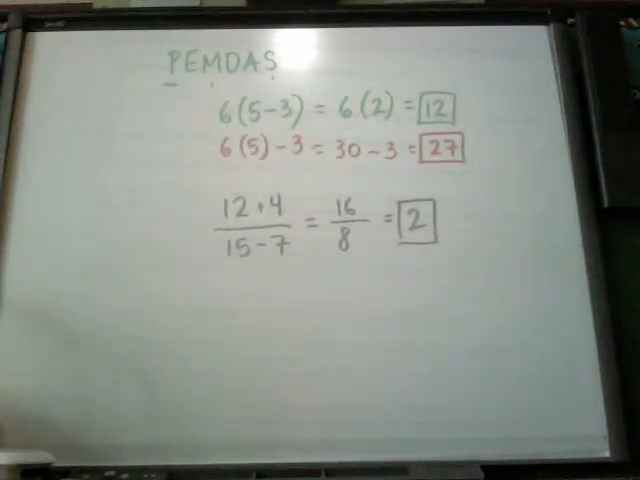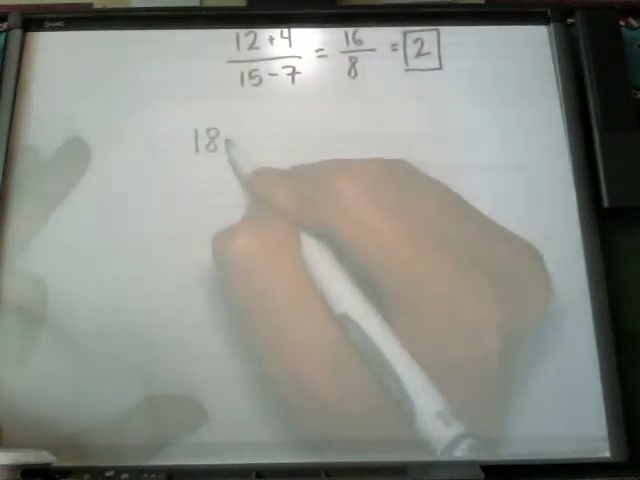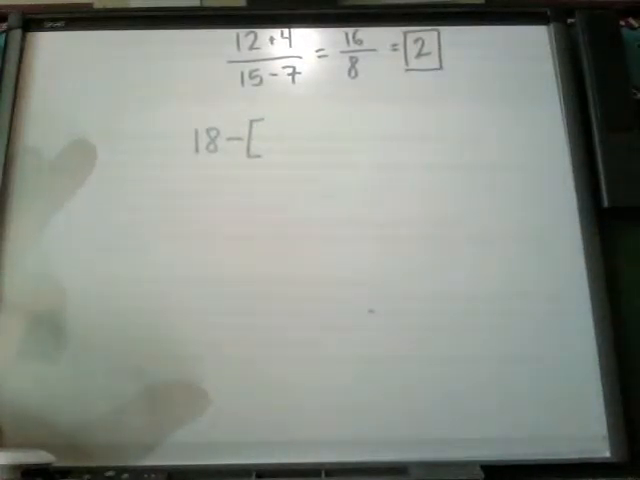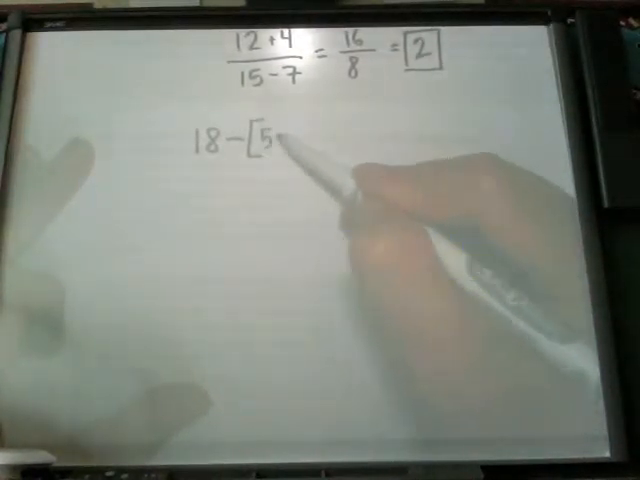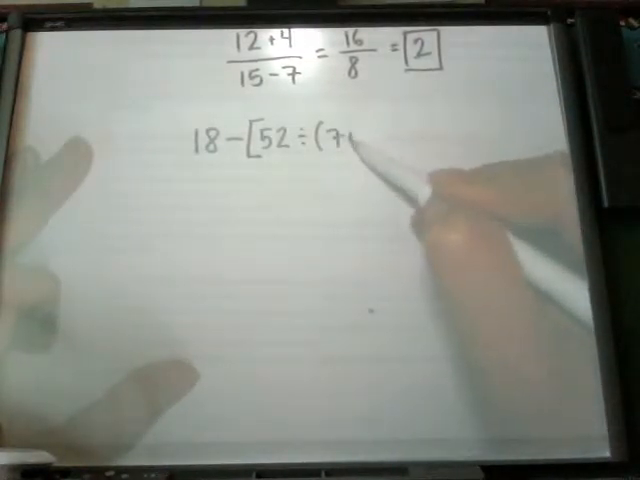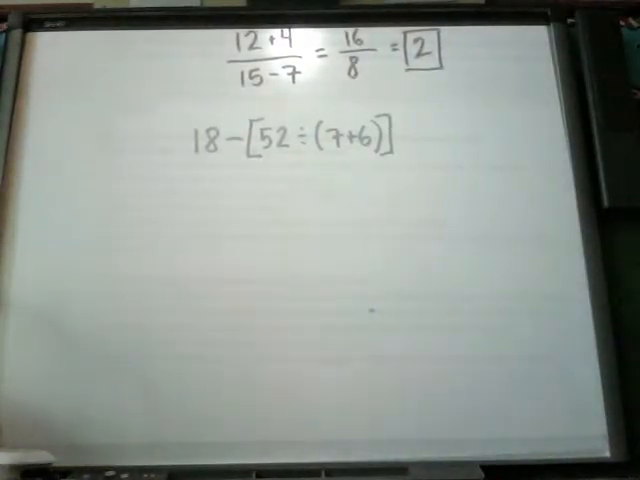Now, how do we make it more difficult? We just add more stuff. So here's what I'll show you with the brackets. 18 minus square bracket 52 divided by parentheses 7 plus 6 close parentheses close bracket. Now you guys are going to be copying problems out of the book. So the first thing for the homework is to make sure you copy it correctly. Be careful as you're transferring the work to your paper that you don't make a mistake, because you'll get the wrong answer just by copying it wrong.